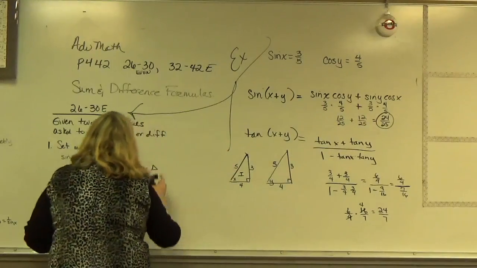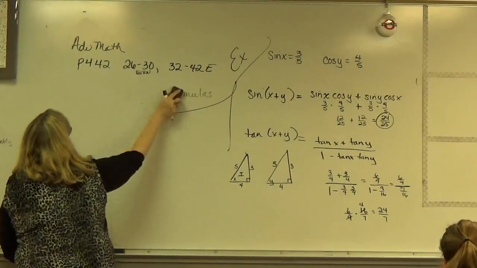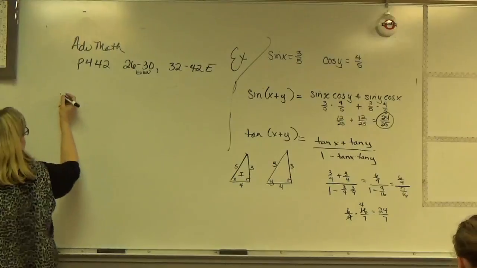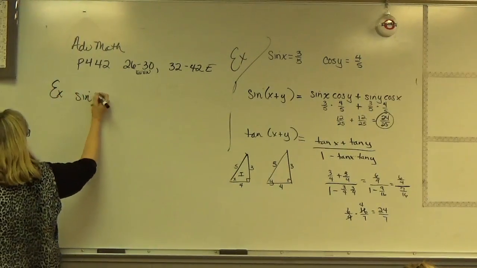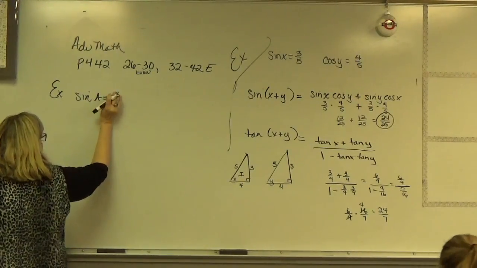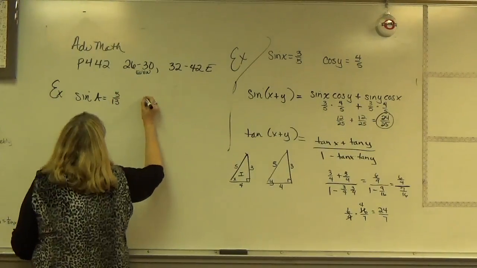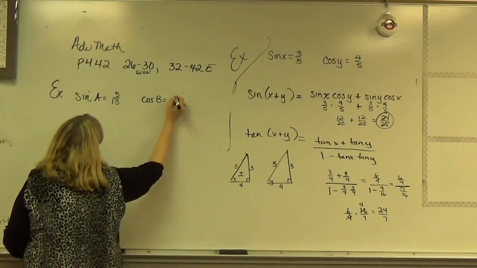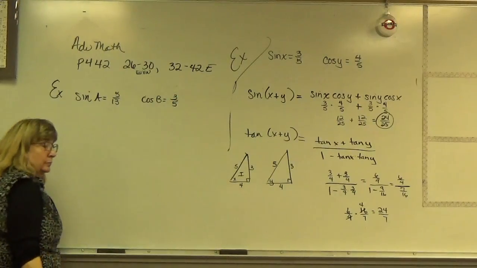Now I want to give you a totally different triangle. So this is still for this section 26 to 30. Only this time I'm going to use A's and B's. Sine of A is going to equal negative 5, well, we're only doing the first quadrant, so forget the negative, 5/13. And the cosine of B is going to equal 3/5.